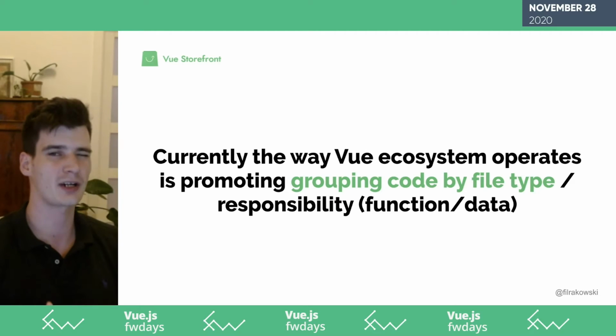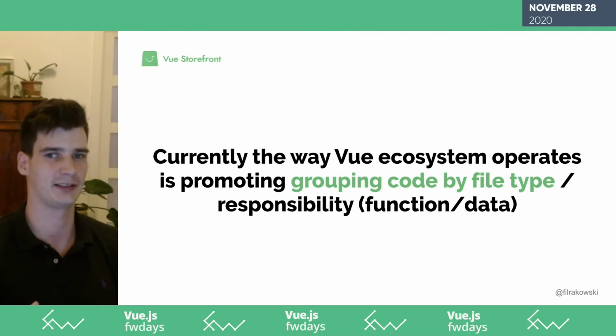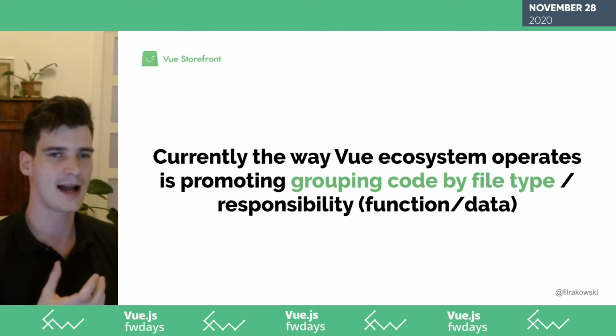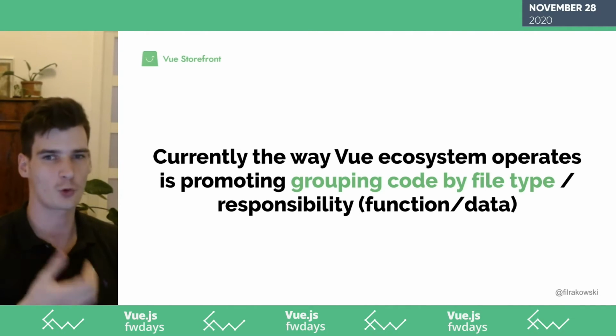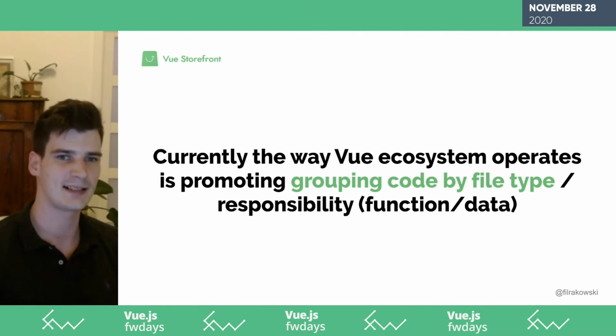If you ever tried to think out of the box and invent your own way of organizing Vue code, you've probably quickly noticed that there is one particular way that is heavily promoted in the Vue ecosystem: grouping your files and functions by their type. In fact, the way the framework works is promoting this approach as well. Let's see some examples.